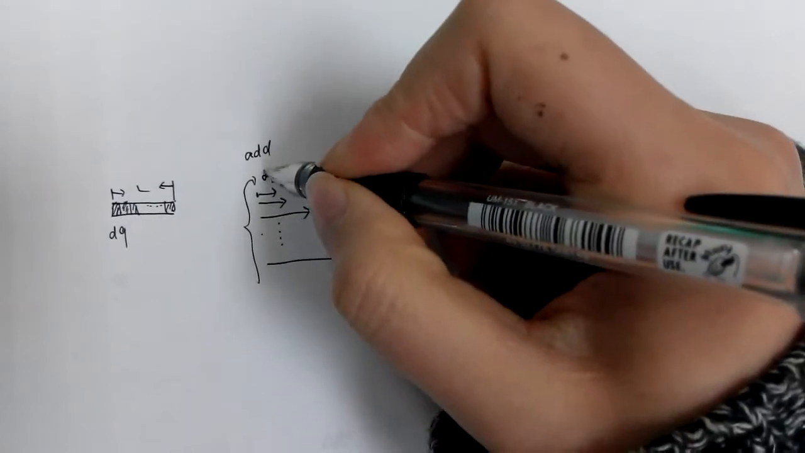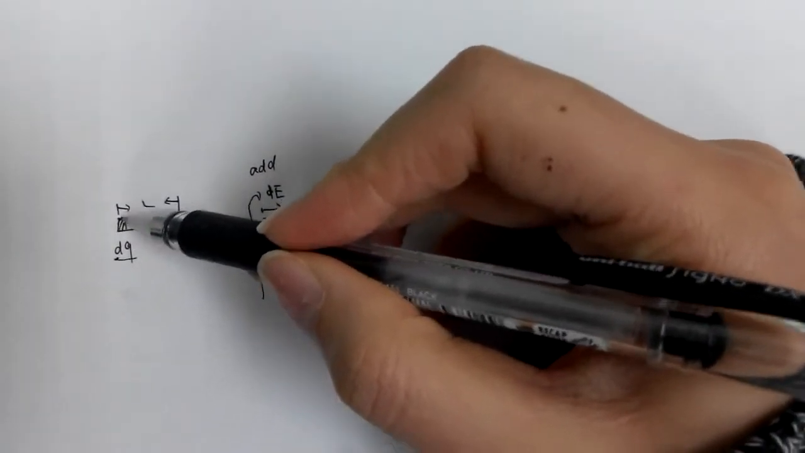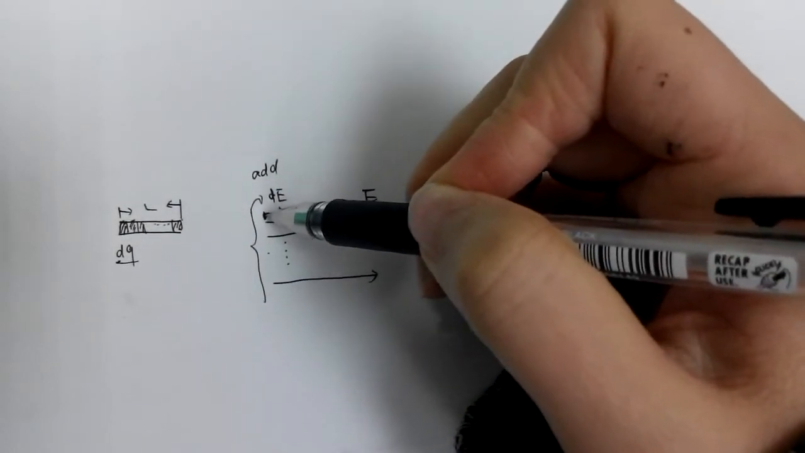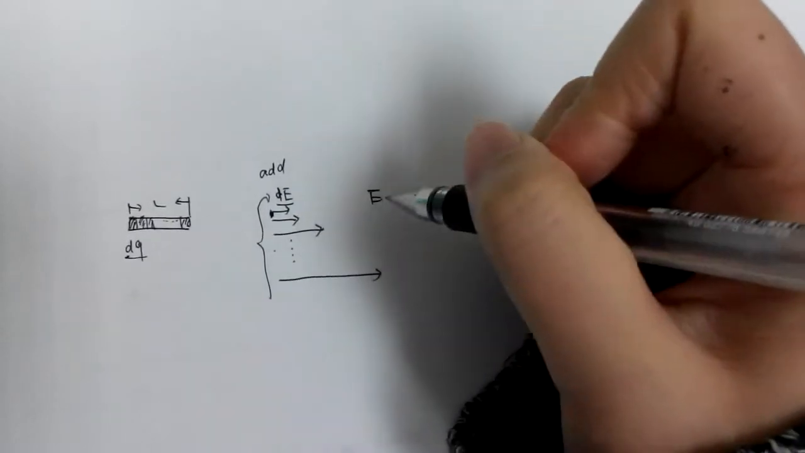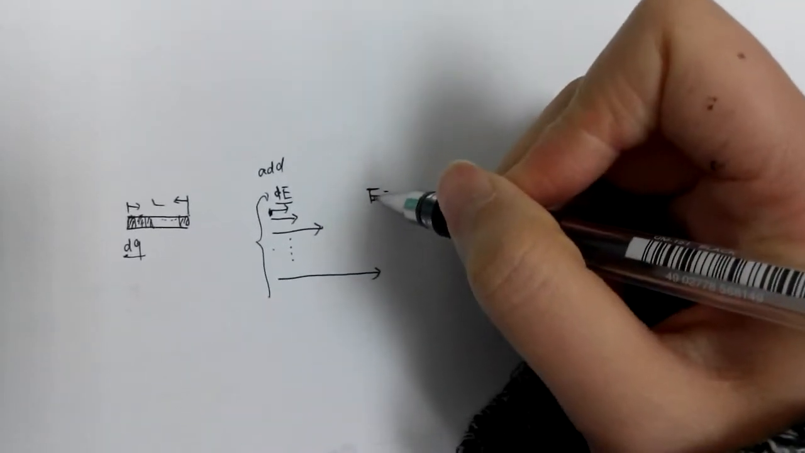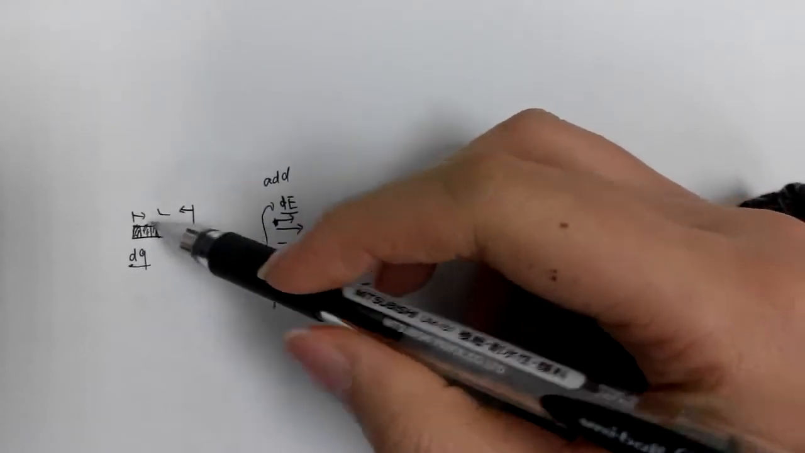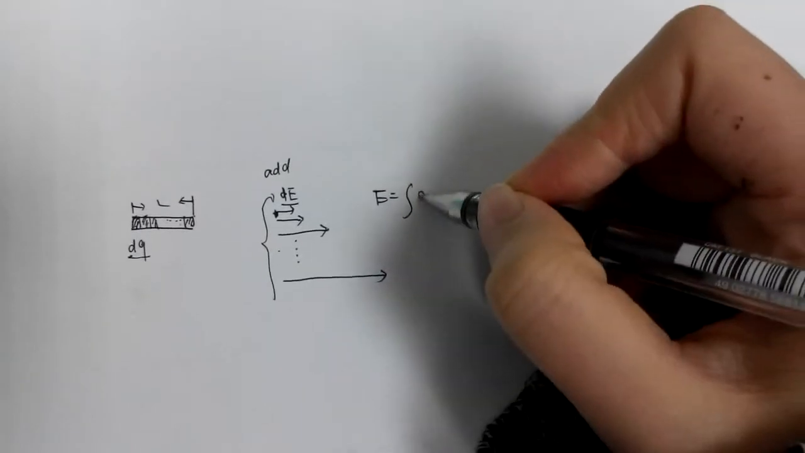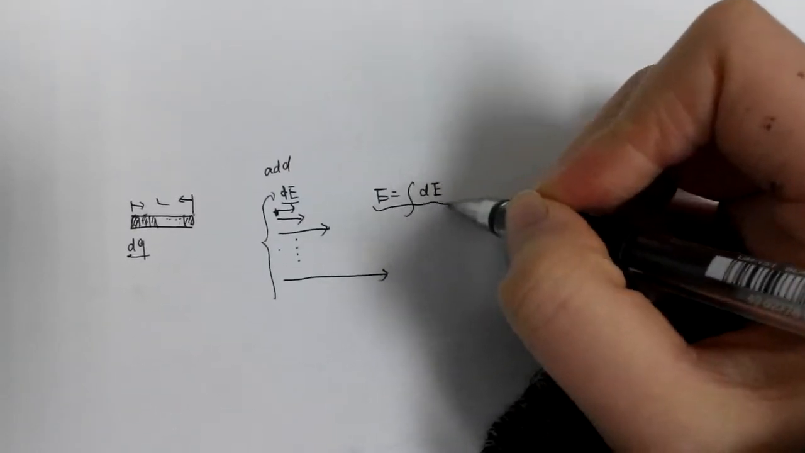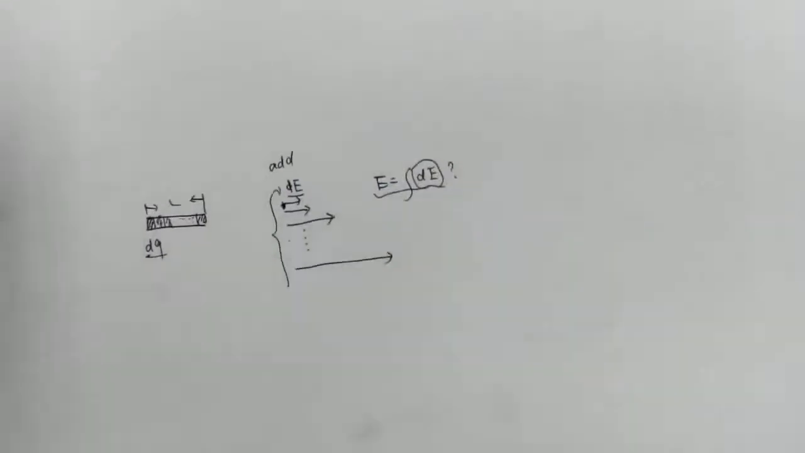Now here I should write delta E, because it is the electric field at this position due to the delta Q. So the total electric field at this position due to the whole line is E, and we do the integration of dE. Right? So the problem is how to write this dE.